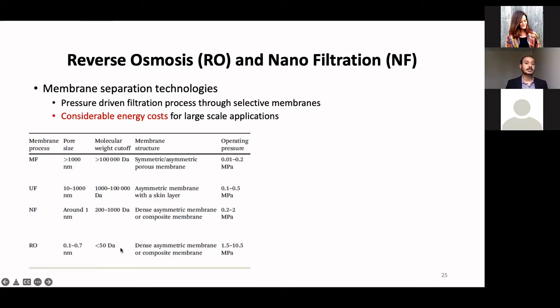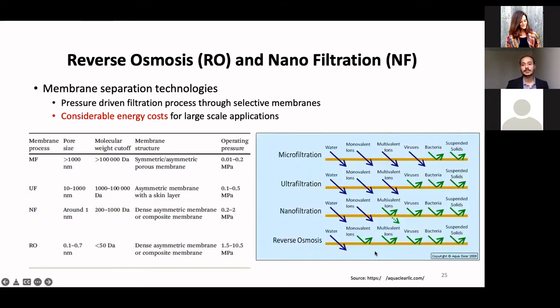This represents the size of the molecule that these membranes can retain. All these PFAS molecules have a size less than 1,000 Daltons. As a result, nanofiltration and reverse osmosis are effective in treatment of PFAS, and not microfiltration and ultrafiltration systems. This is a figure that shows how various membrane filtrations can retain different components due to their size exclusion, mostly.